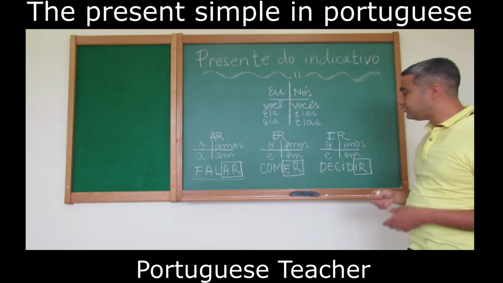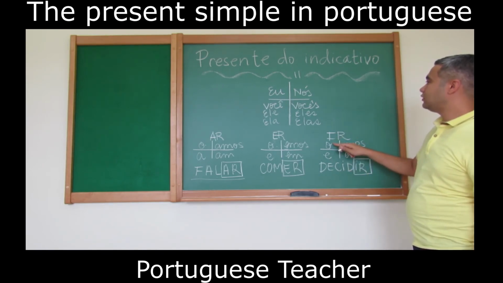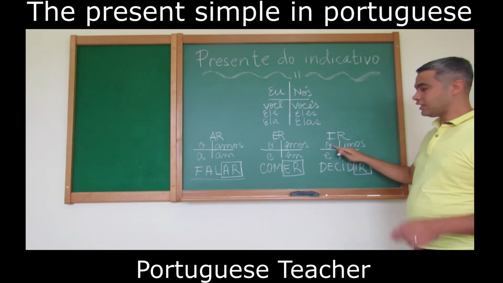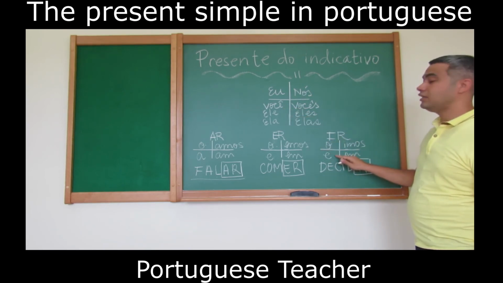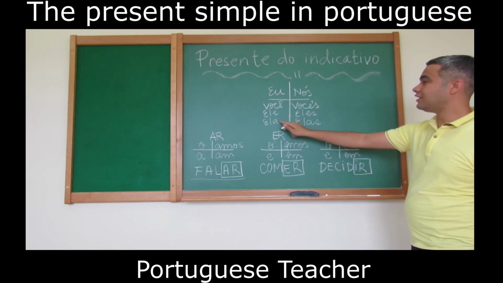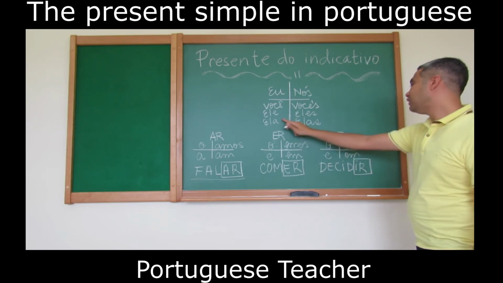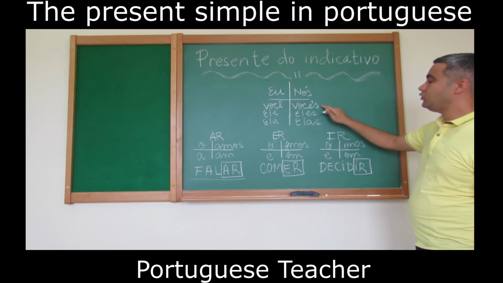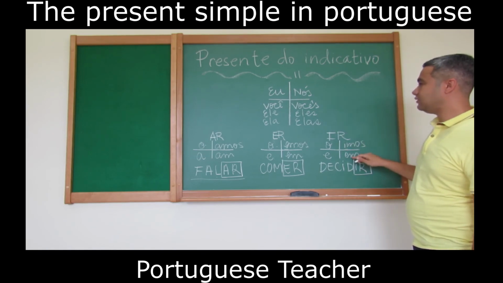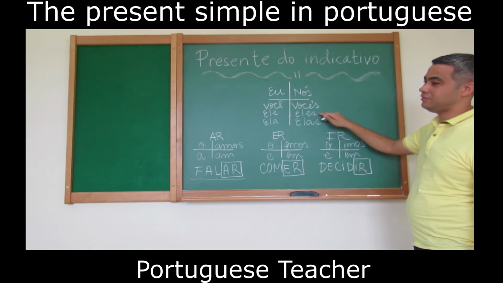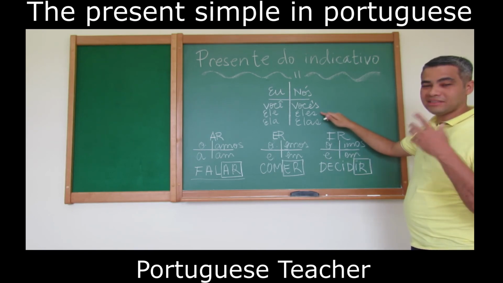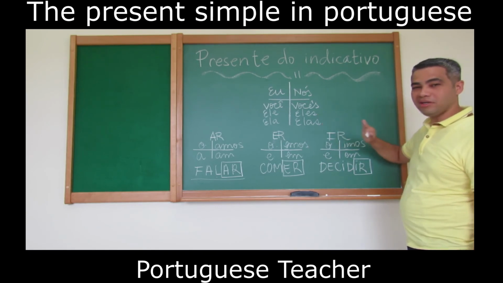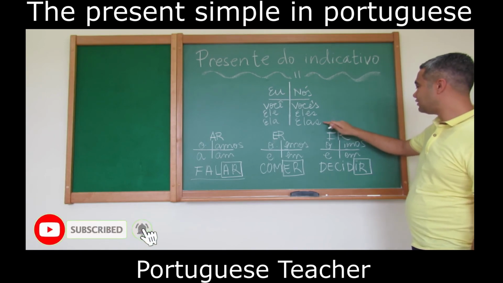For the IR, again, the same pattern, right? I decide, eu decido. You decide, você decide. He decides, ele decide. She decides, ela decide. We decide, nós decidimos. You, plural, decide, vocês decidem. They decide, depends. If there is one boy, 1,000 girls, you say eles. If there are only boys, you say eles. Only girls, no boys at all, elas decidem. Alright?